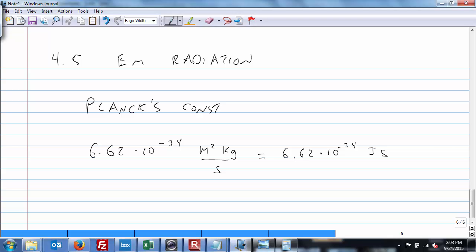Remember when we did kilowatt hours a while back? That was, did I do that right? Hang on one second. Let me back up. Joule seconds.